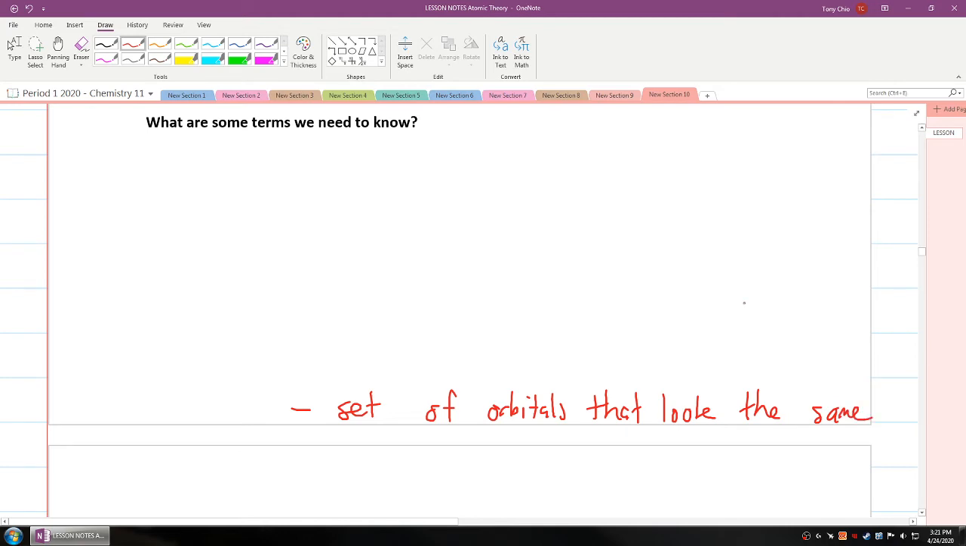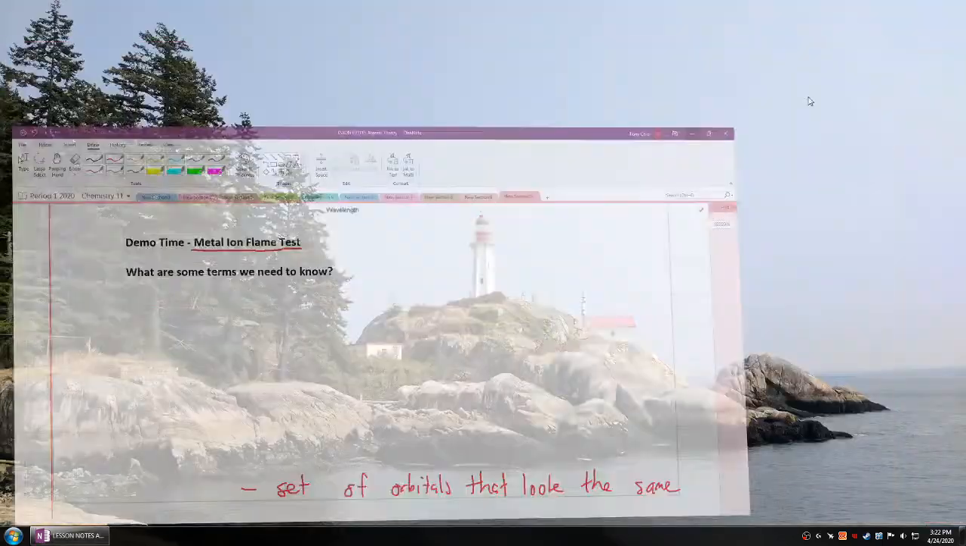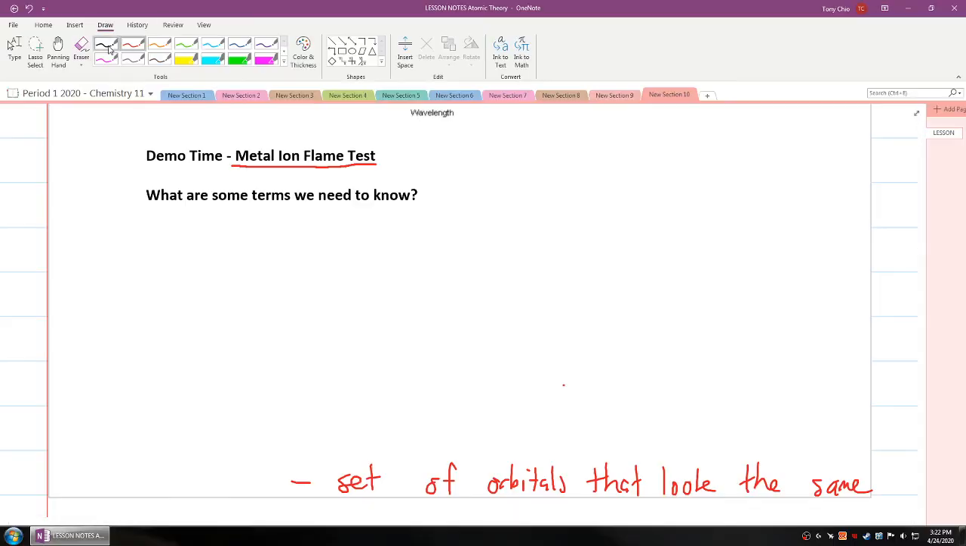So let's take a look. Alright. Now I apologize that this disappeared. There's just something glitchy with my OneNote. Hopefully it will come back soon.